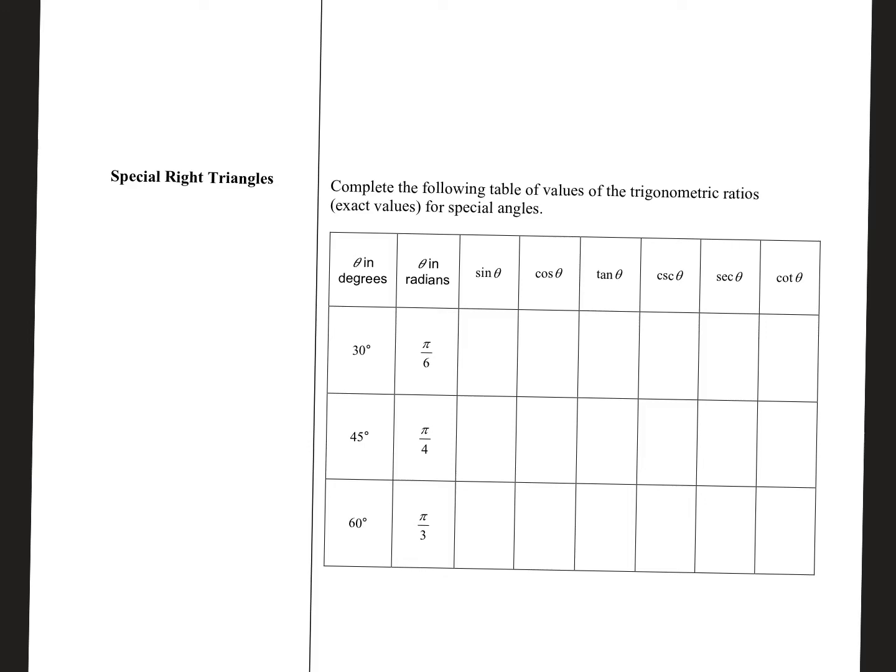All right, so I just wanted to fill out this table really quick. There's a couple ways we can do it. If you remember your special right triangles, I'll go ahead and draw them right here. So that would be 30, 60, 90 is one of them.